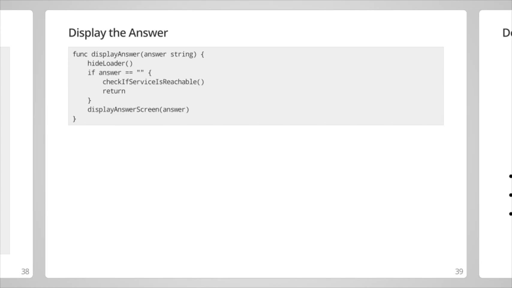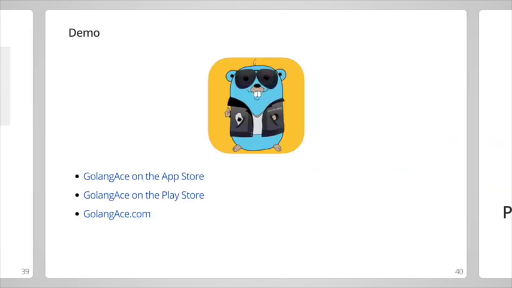And like I said before, we're using Go to manipulate the UI. So we call the display answer screen function, and we provide the answer, which will show the answer on the screen. So I guess now it's time for a demo. I don't know if everybody can see this. If you want to huddle a little closer, that's cool too. So I'm going to hit the button to load the app.